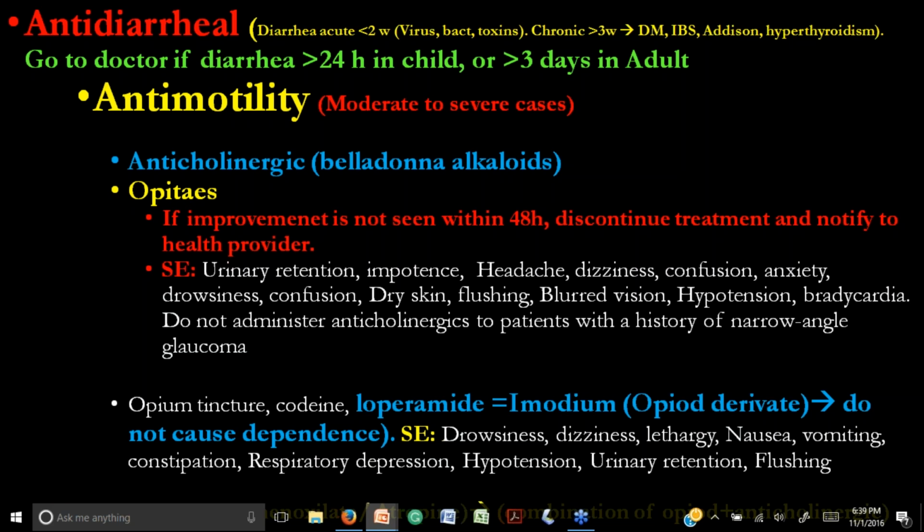Okay, and we have the opioids. So the opioid derivatives, and very high yield, please. So we have antimotility. We have two types, anticholinergics and opioids, right? One of the side effects, by the way, of anticholinergic is going to be dry mouth. High yield: dry mouth, anticholinergic.